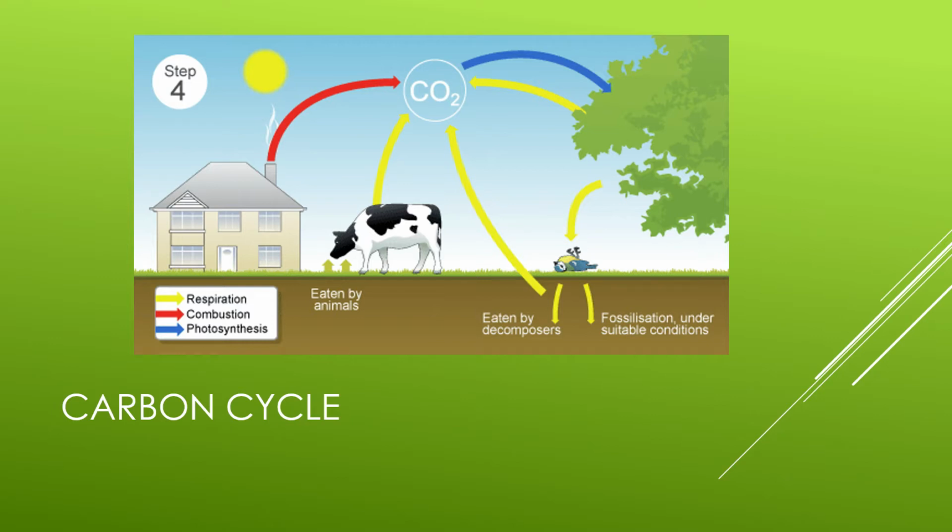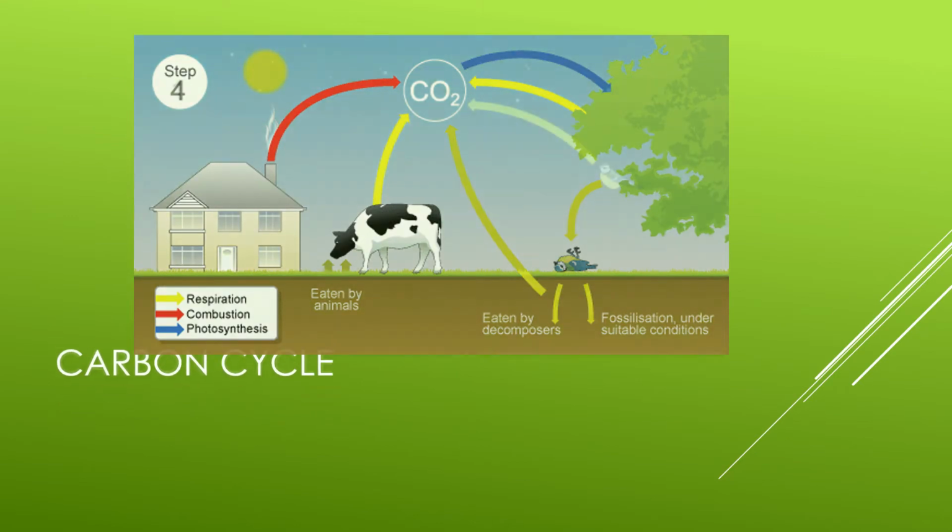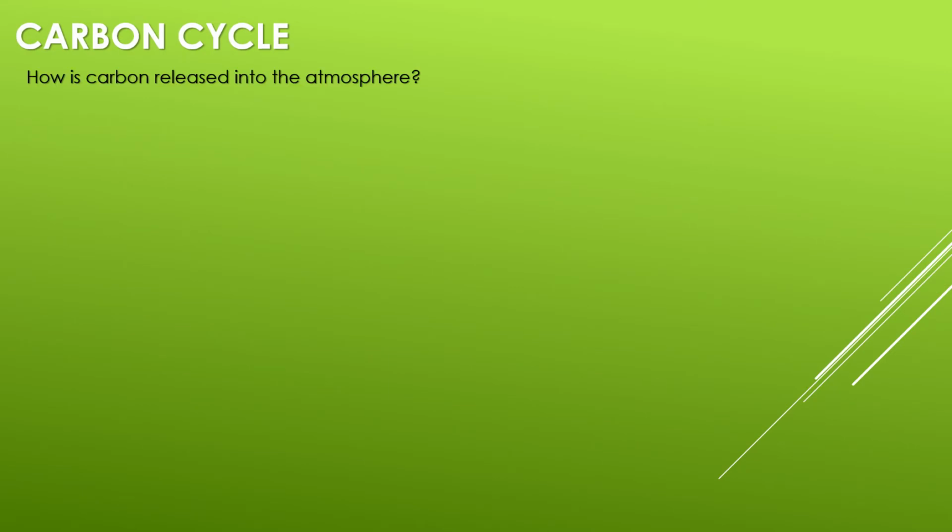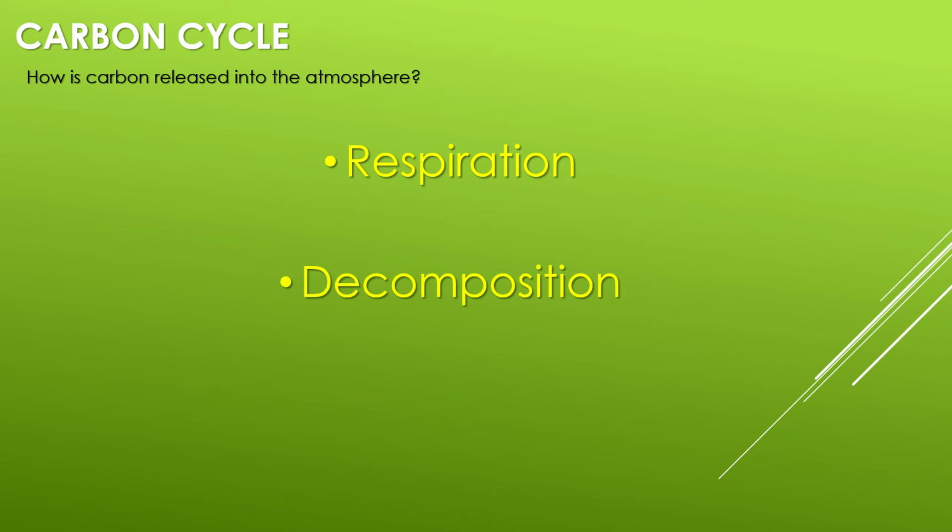Fossil fuels are basically things where the carbon is trapped inside, and if they burn, the trapped carbon will be released. But how is carbon actually released into the atmosphere? Well, we start with respiration, and this is of course because we turn the glucose with oxygen into water and carbon dioxide, therefore releasing some carbon dioxide into the atmosphere. Then we have decomposition, which is when plants and algae and animals die, decomposers break down their remains, releasing carbon dioxide as the decomposers respire.